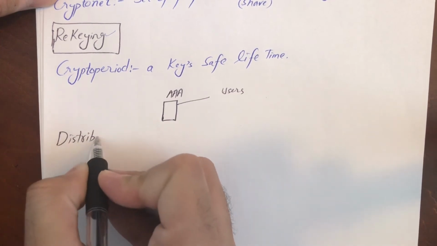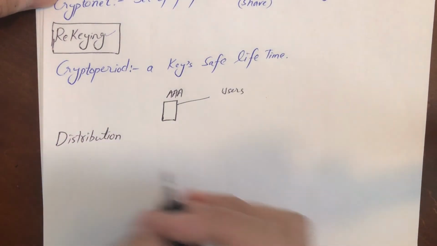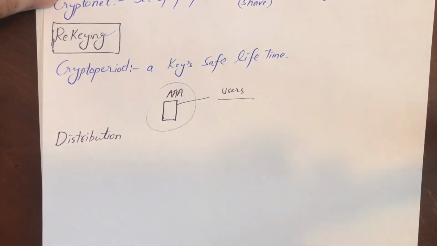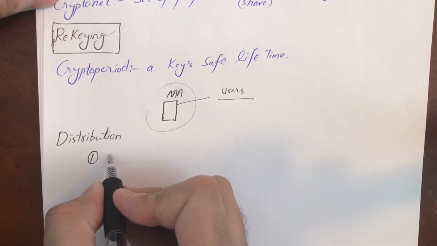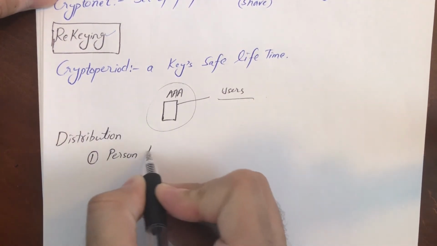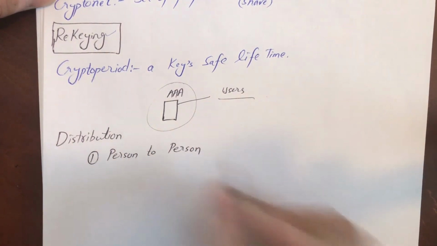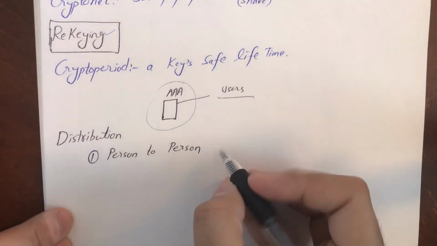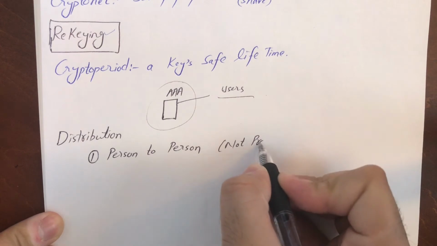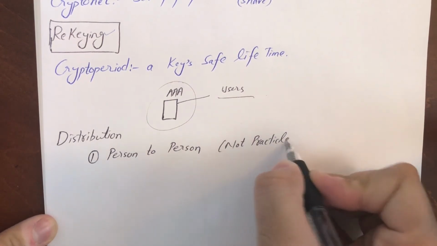To distribute the keys, there are mainly two methods. The AAA server can distribute the key among users in two main ways. Number one, person to person. You can call the person, hand over the key and ask them to use it. Like the Soviet spies example, you can give them 365 one-time pads and ask them to use these particular keys for 1 year. It's not practical in our digital world.